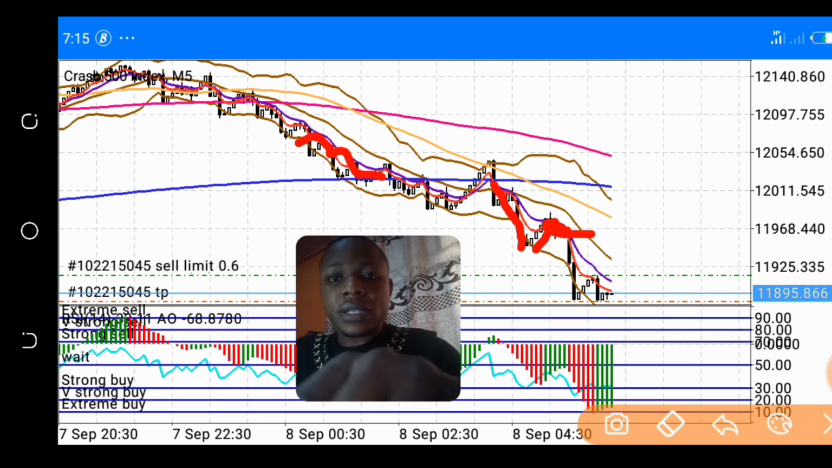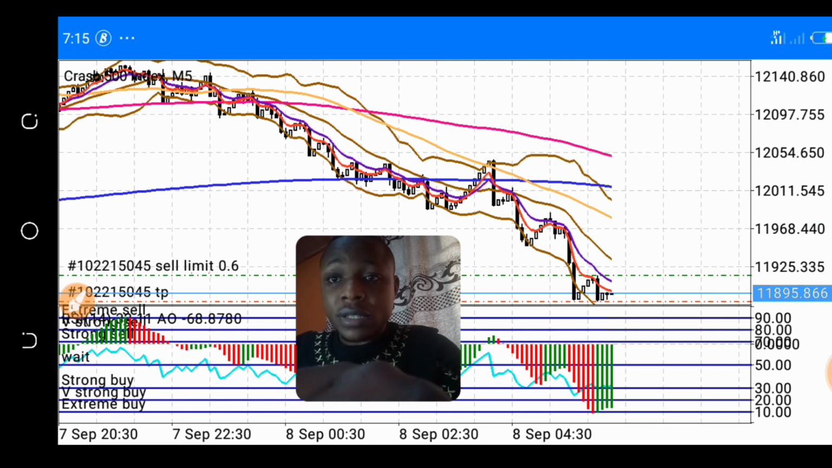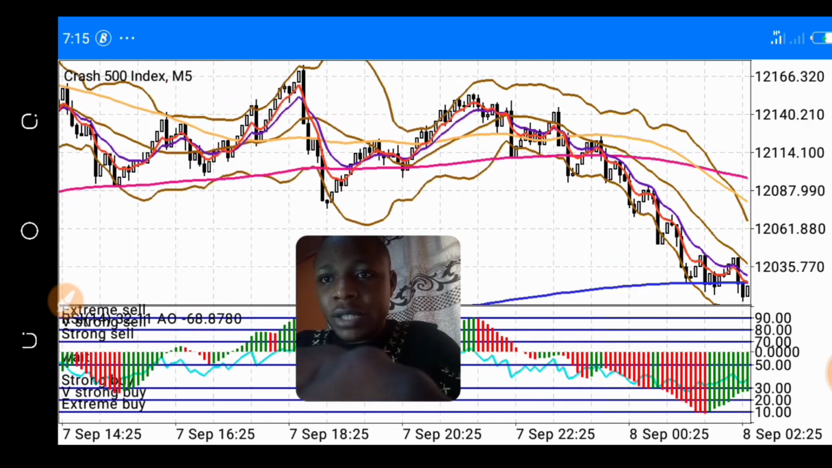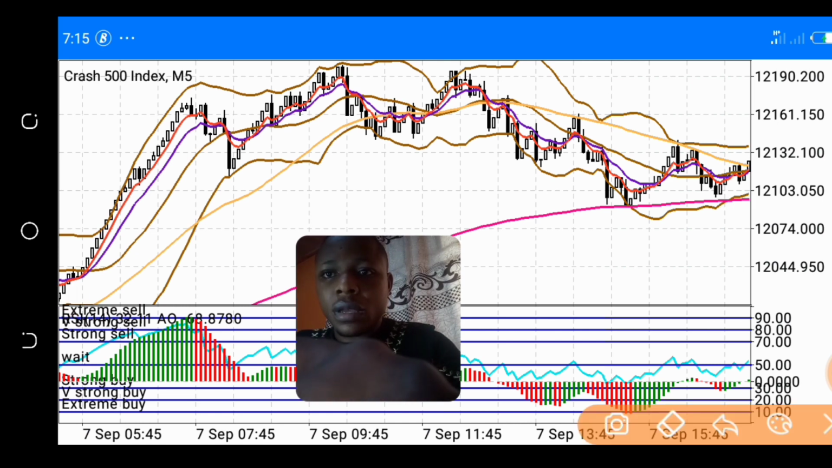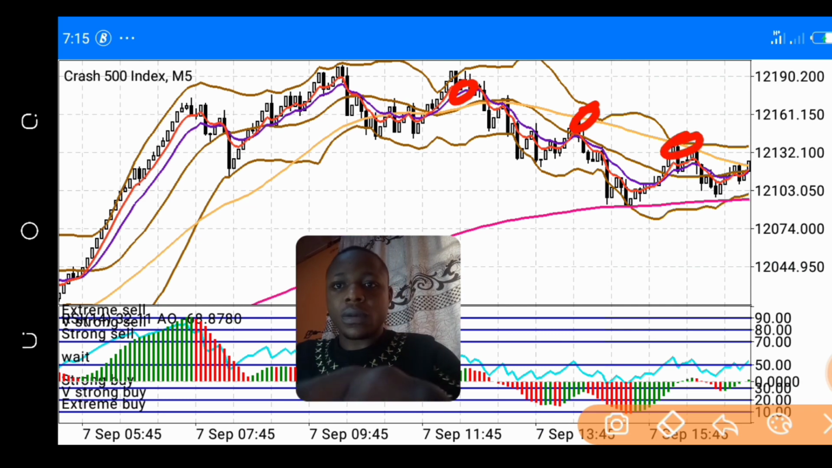But some trends respect the middle BB, some trends respect the upper BB. Let me check for that kind of trend. Yeah, this is a perfect example of that kind of trend. See, upper BB, or even SMA 50, upper BB again, and SMA 50. So in this kind of trend, you can just wait for a pullback to SMA 50 or upper BB, then you enter a sell again.